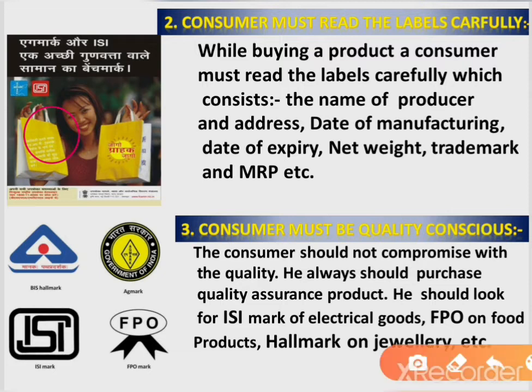Third responsibility is consumer must be quality conscious. The consumer should not compromise with the quality. While buying any good, he or she must look for the quality mark, as this quality mark gives an assurance that product is made up of standard quality. For different products, there are different quality marks like ISI mark for electrical goods, FPO for food products, Hallmark for jewelry, egg mark for agricultural products.